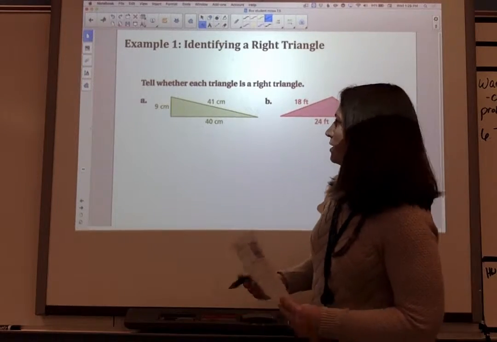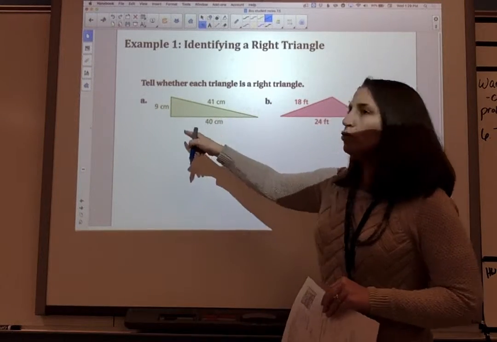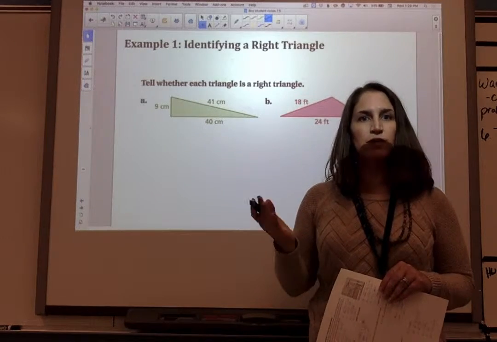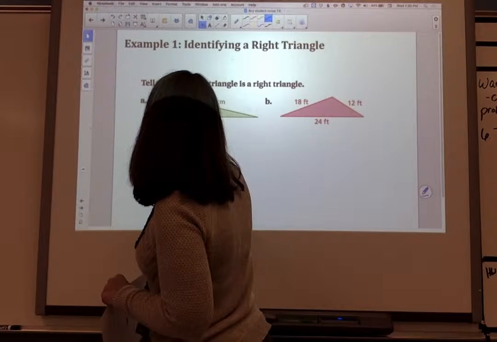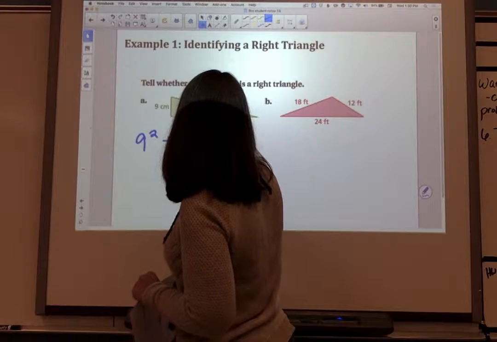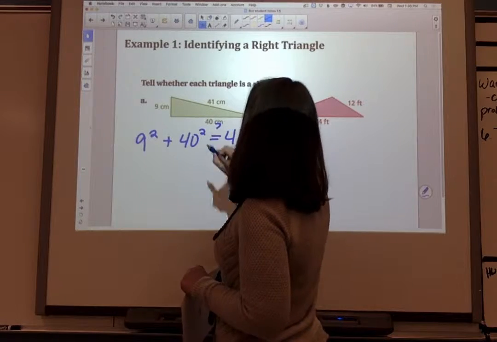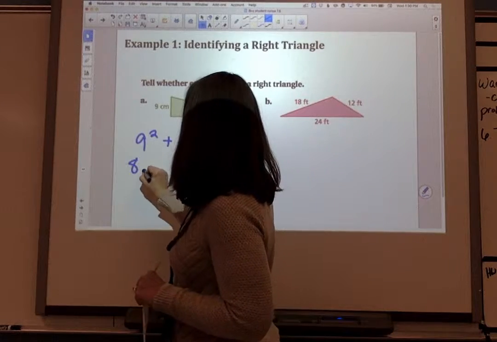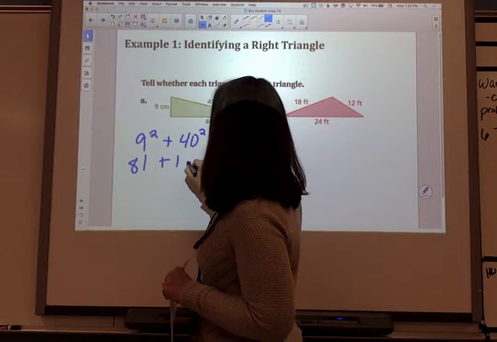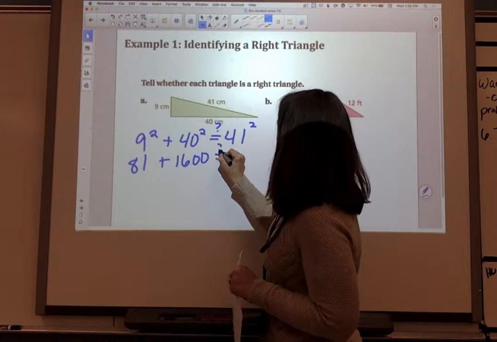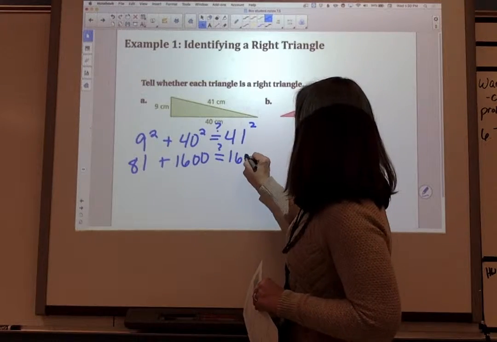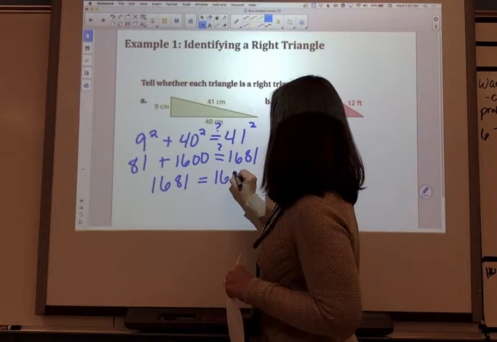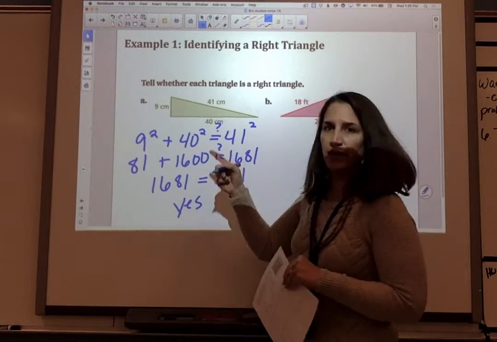So we'll start with this green one here. We know that the two shorter sides are potentially the legs and the longest side is potentially the hypotenuse if this is in fact a right triangle. So we'll start with 9 squared plus 40 squared equals 41 squared. And I'm going to put a little question mark up here because we don't know if these are equal yet until we simplify. So 9 squared is 81, 40 squared would be 1,600, and we want to know if that's equal to 41 squared, which is 1,681. And yes, 1,681 is equal to 1,681, so this is a right triangle.